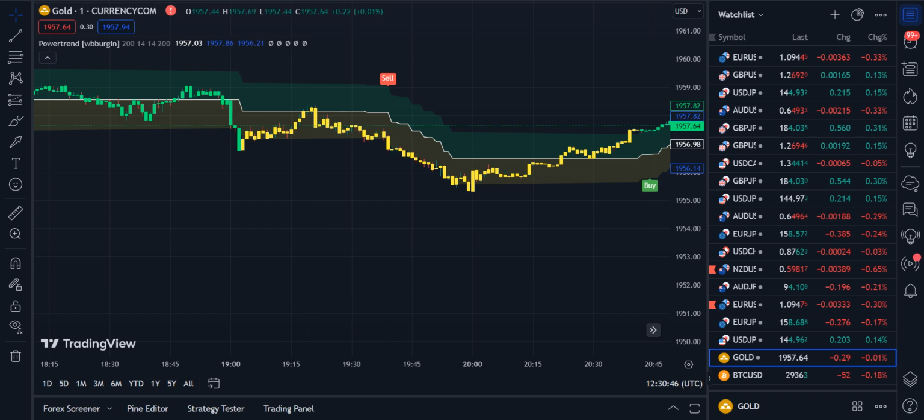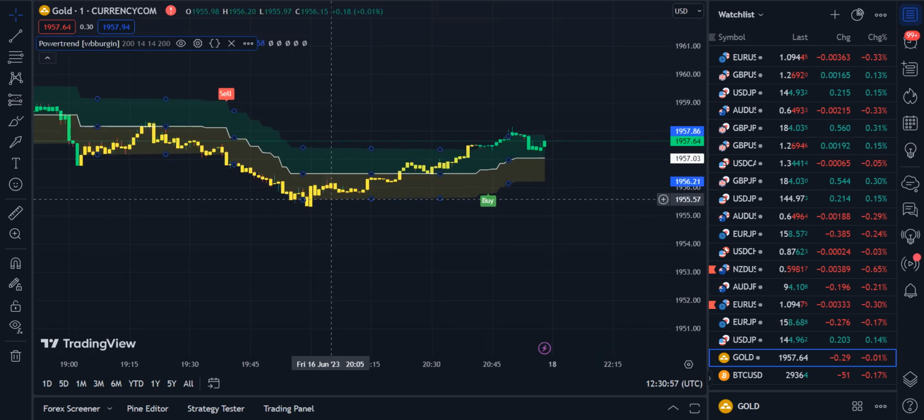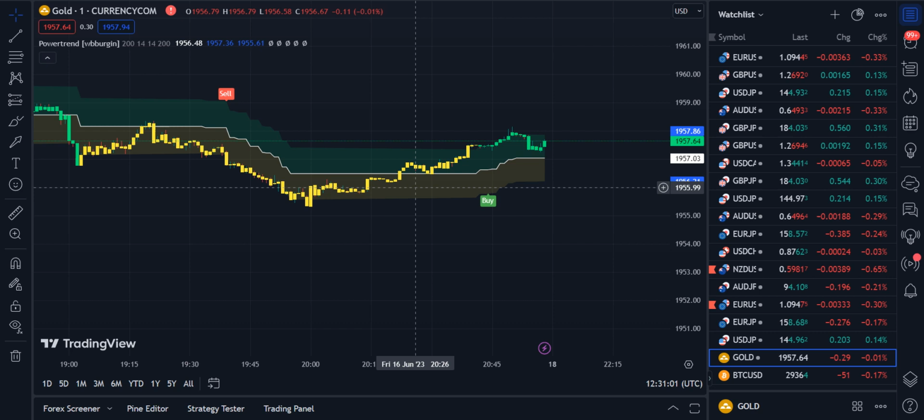Okay, you have to remember two things here: this is the power trend line. If the market is below this power trend line, it means the market is in a bearish pattern or bearish trend. And if the market is above this power trend line, it means it is going into a bullish trend or bullish pattern.